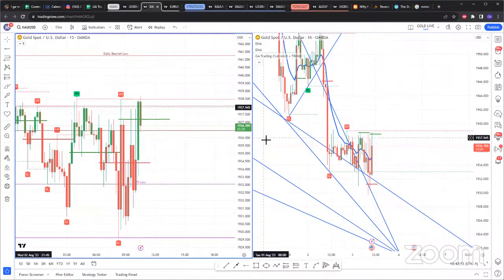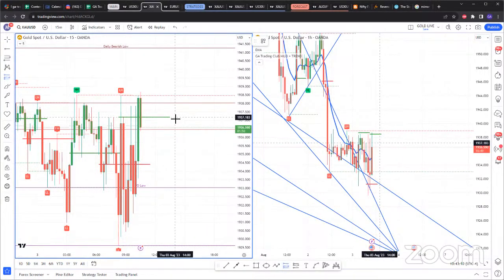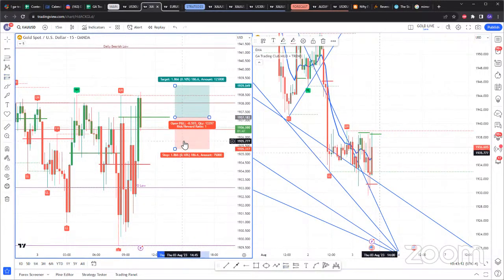Right, so let's assume, and this is just an assumption, right? Let's assume your bias is a buy for gold. So here's what I'm talking about. We have like 2 minutes before this candle closes, and it's a 15-minute candle. So this is where you start analyzing or marking up your risk to reward.